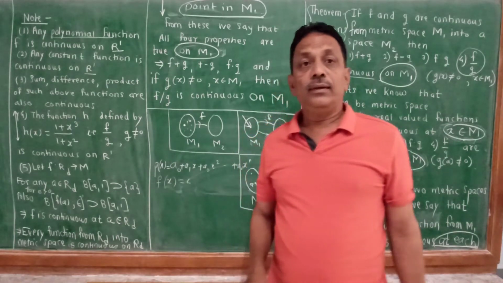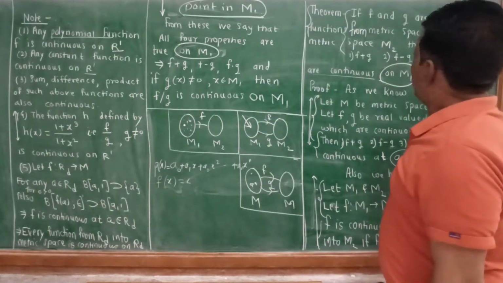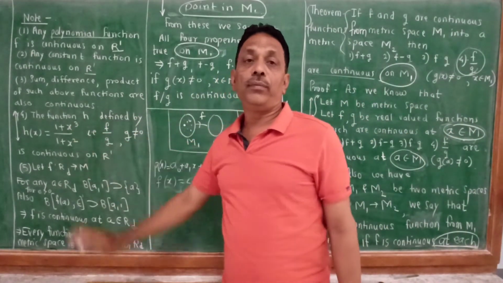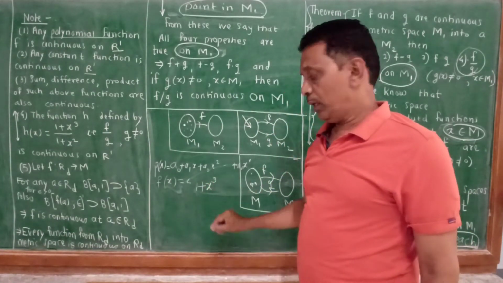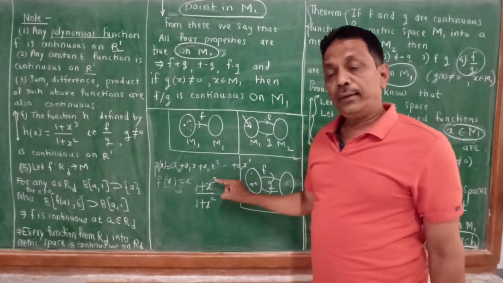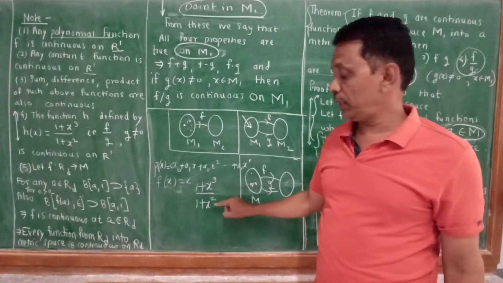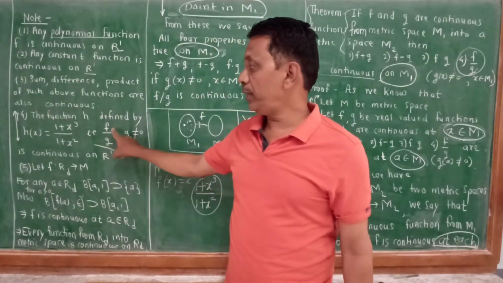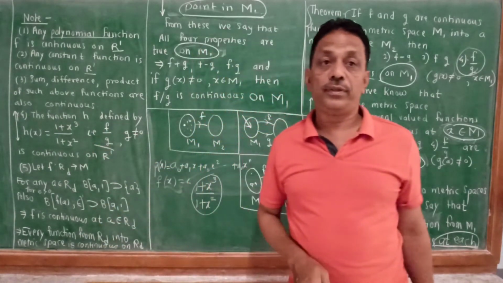Fourth is one illustration regarding the quotient. The function h defined by 1 plus x cube upon 1 plus x square. What is 1 plus x cube? This is a polynomial. What is 1 plus x square? This is again a polynomial. Therefore, a polynomial function is a continuous function, and this polynomial is also a continuous function. This structure is like f upon g. F is continuous, g is continuous. Therefore, h of x is also continuous.